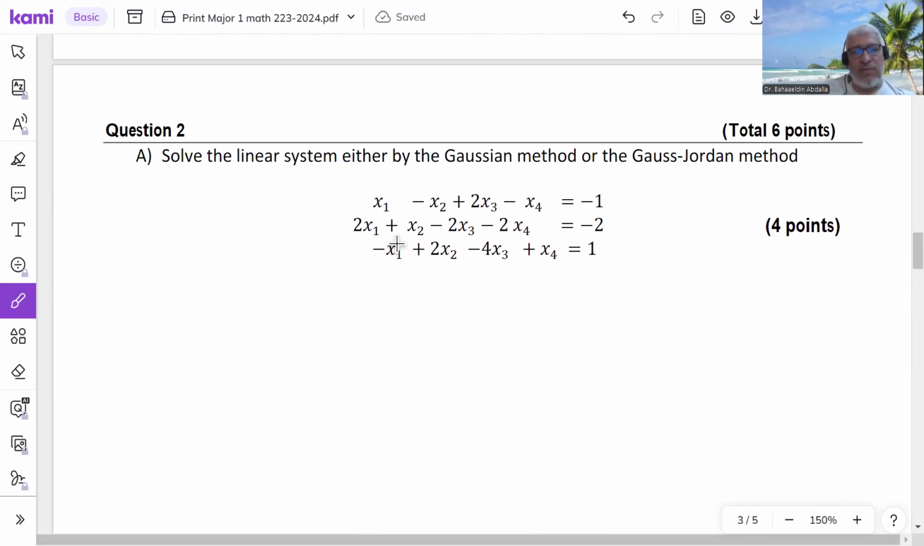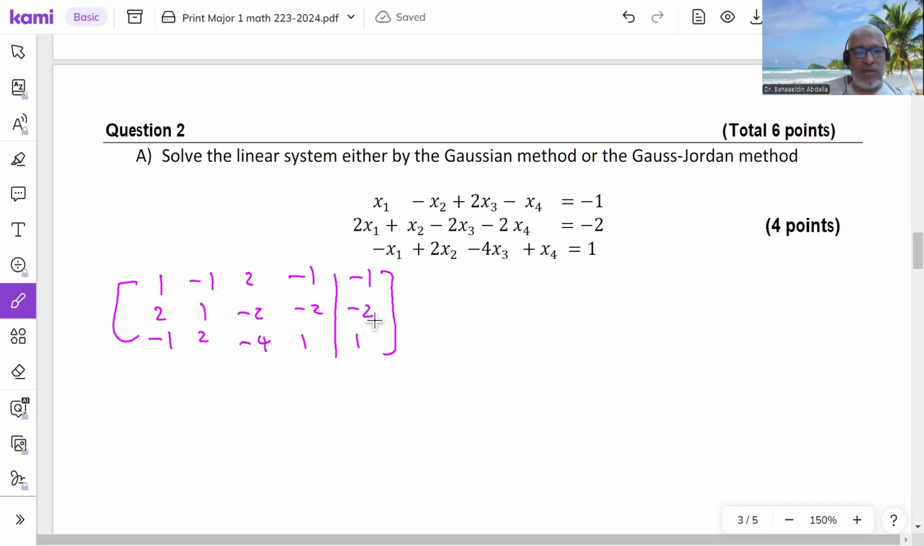Solve the linear system either by Gauss or Gauss and Jordan method. Well, the first step is to write the augmented matrix. These are the coefficients of x1. These are the coefficients of x2, the coefficients of x3 in all equations, the coefficients of x4, and then the constant terms.